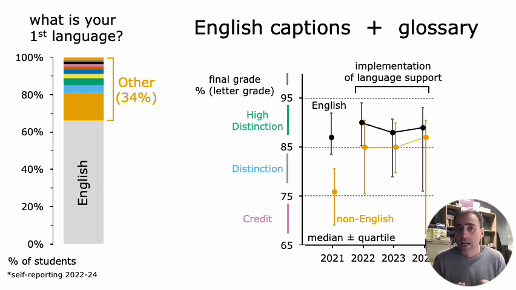Simply by providing captions and a glossary, I've improved the final grade for these students. They were hovering around about 75%, and they've jumped up to converge on those other students in the course, hovering around about 85 and getting into that kind of high distinction phase. Purely because I'm just using English captions and a glossary. That's it. But it seems to really work.